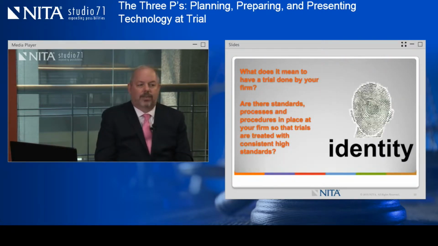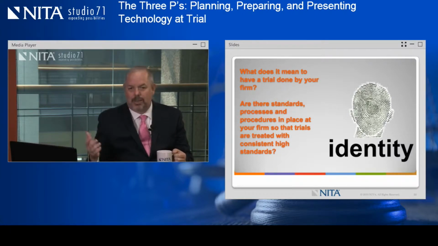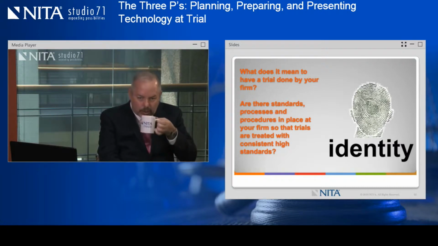The first question to ask for a firm should come long before any specific trial, and that is, what does it mean to have a trial done by your firm? Your firm identity is at stake when you send someone unprepared for trial. It is the highest profile thing that legal teams do. There's often press wandering in the halls, and it's even possible to become a viral video. So the creation of standards for trial support and e-discovery and everything else for that matter goes a long way to establishing your brand as a firm.